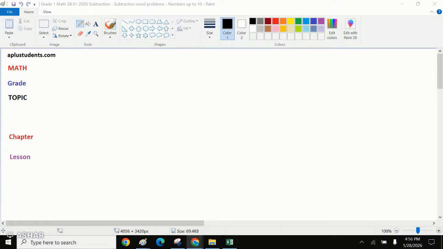The first thing you need to do is go to aplusstudents.com. You need to go to this website. Once you're on the website, you go to maths. This is a grade 1 math lesson, and the topic for today is subtraction.